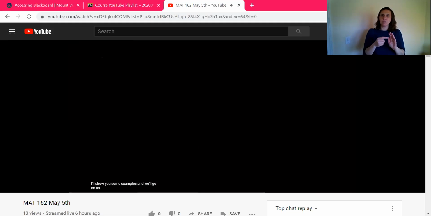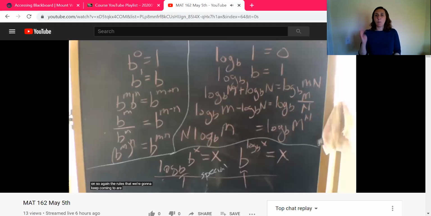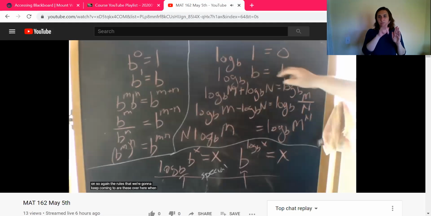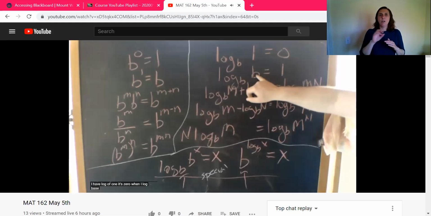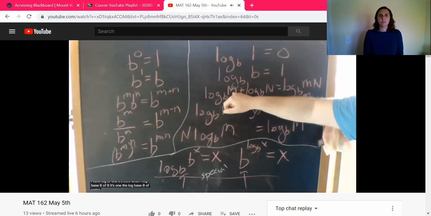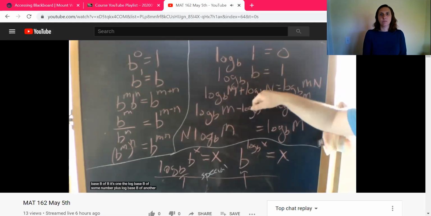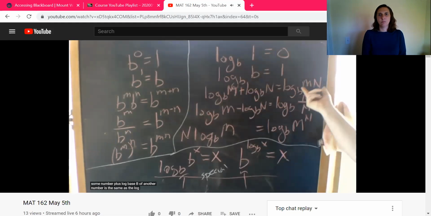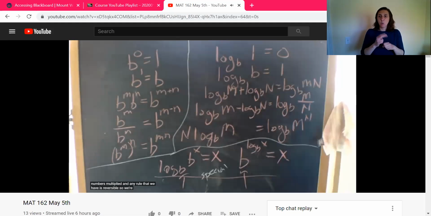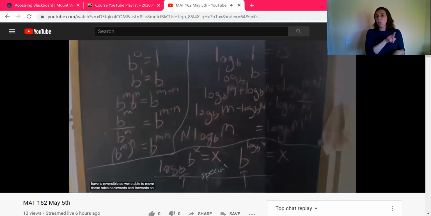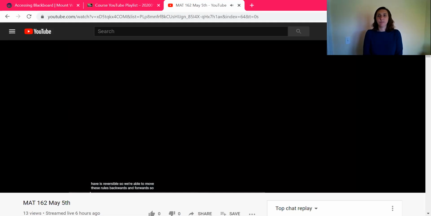So again, the rules that we're going to keep coming to are these over here. When I have log of 1, it's 0. When I have log base b of b, it's 1. Log base b of some number plus log base b of another number is the same as the log of the two numbers multiplied. And any rule that we have is reversible. So we're able to move these rules backwards and forwards. So let me show you what I mean.